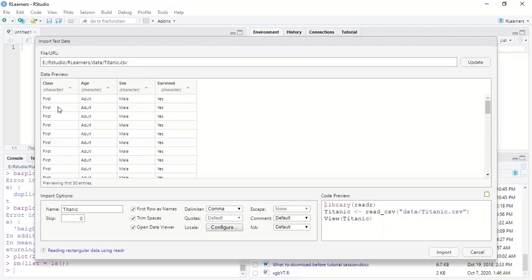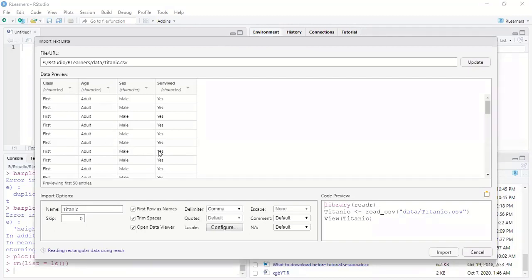So these variables are in form of characters. Characters are just names. They are not numbers, just names. R is recognizing them as just characters. So you want to convert them into factors, categorical variables. These are variables with levels.